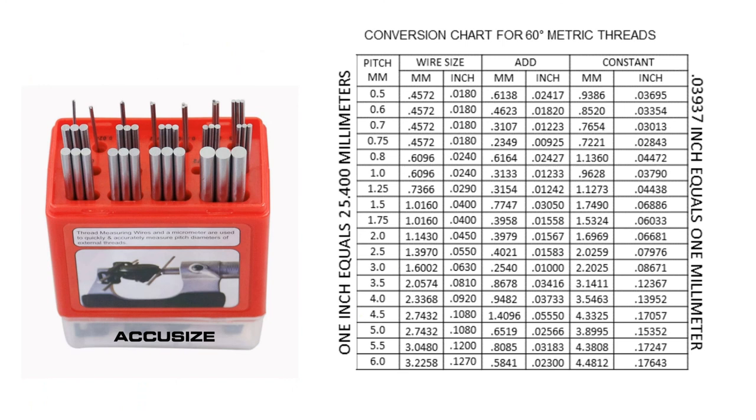I need to upgrade my thread wires as they are bent and looking a bit old. I found these on eBay for about $60. The set comes with a conversion chart showing pitch, wire size, and constant. Metric and inch. Perfect.